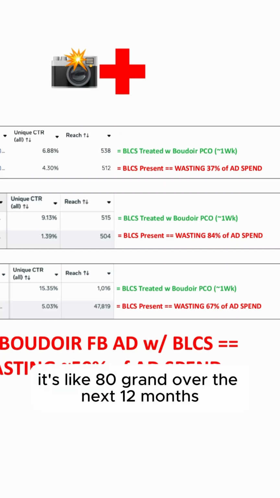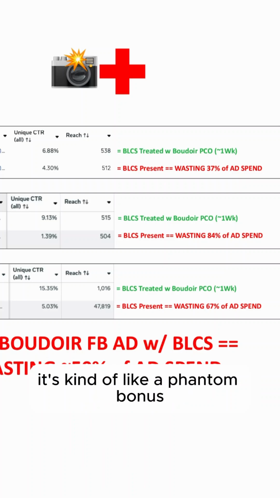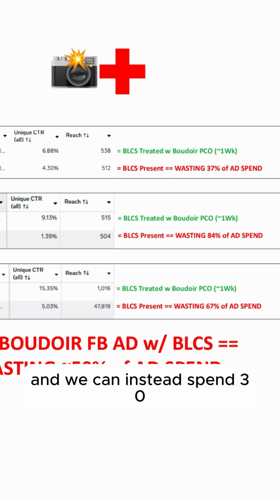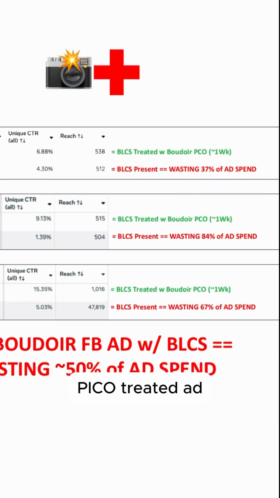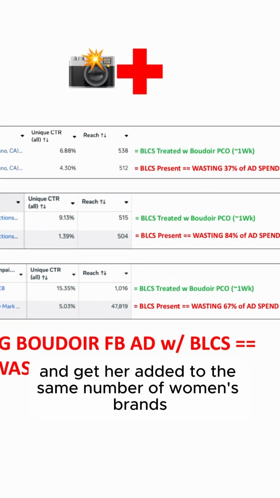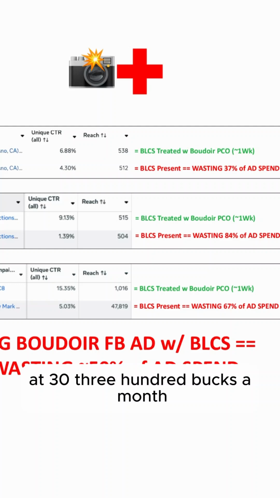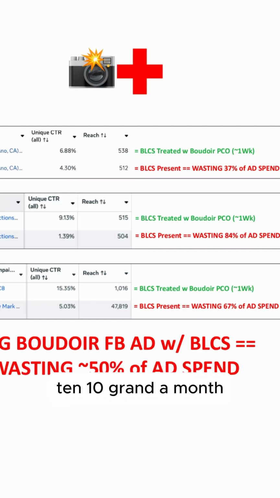It's like 80 grand over the next 12 months. It's kind of like a phantom bonus. And we can instead spend 3,300 bucks a month on the Boudoir Pico treated ad and get our ad into the same number of women's brands at 3,300 bucks a month compared to the original at 10 grand a month.